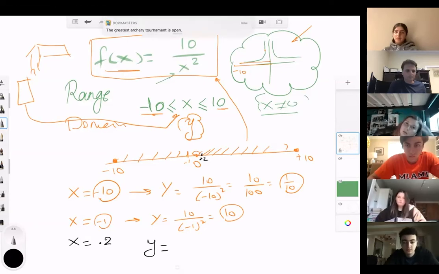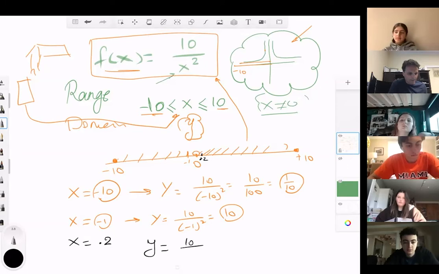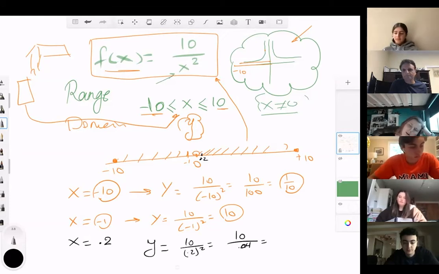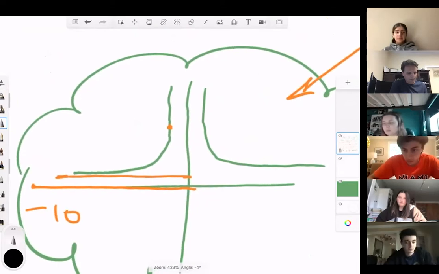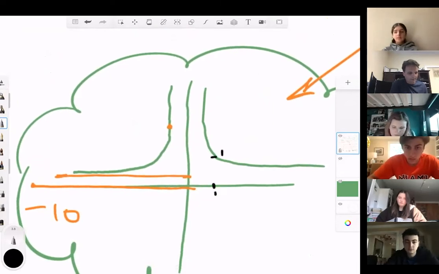The value of y, we plug it in: y will be 10 over 0.2 squared. 0.2 squared is 0.04, correct? What is 10 over 0.04? 250. So if you see the graph, if x is 1, for example, we're going to get 10. If it's 0.2, we're going to get 250.